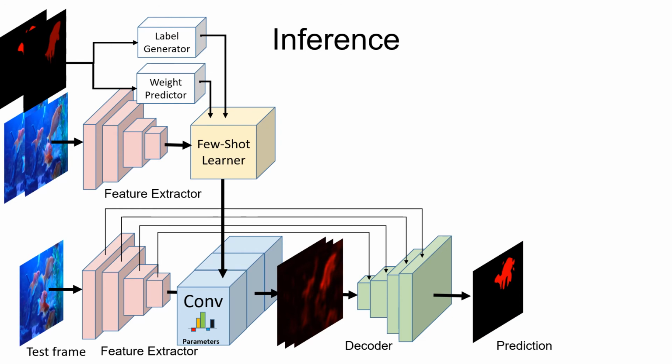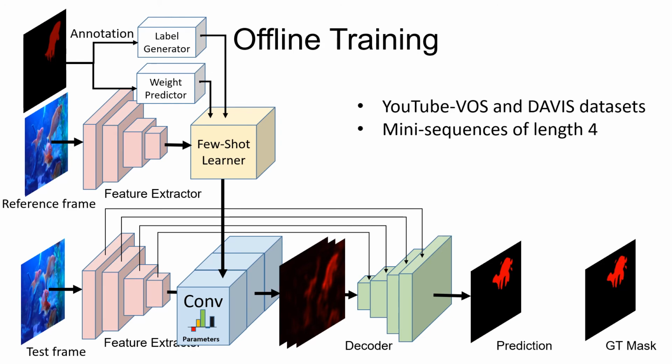We train our network on mini-sequences drawn from the YouTube-VOS and Davis video datasets. Using these, we apply the same procedure as in the inference stage to generate target mask predictions. For each batch in the training, we compute the segmentation loss using ground truth masks, backpropagate it through all components of our network, and then update the network parameters.